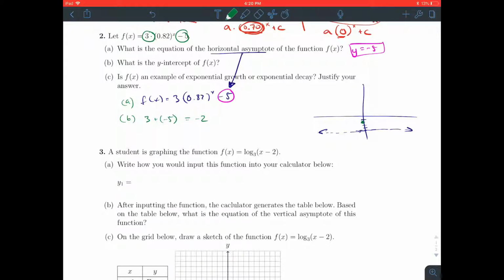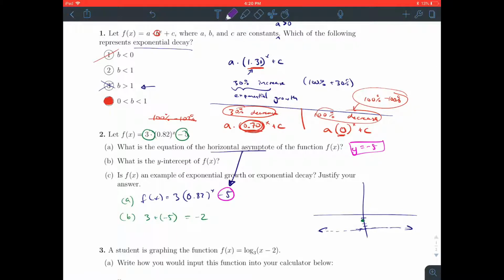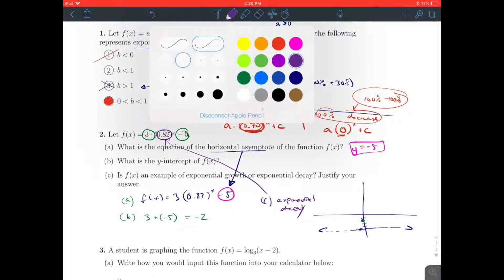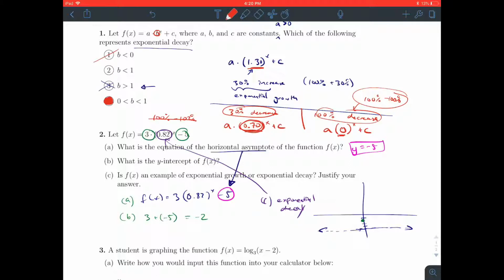And then lastly, is this an example of exponential growth or decay? What we said before is if the b value is between 0 and 1, meaning that we've lost something from 100%, this would be exponential decay. It's a value less than 1. So we've got our classic exponential decay curve: we start very high up and we decay down to the asymptote, through the y-intercept. So this must be our function here.